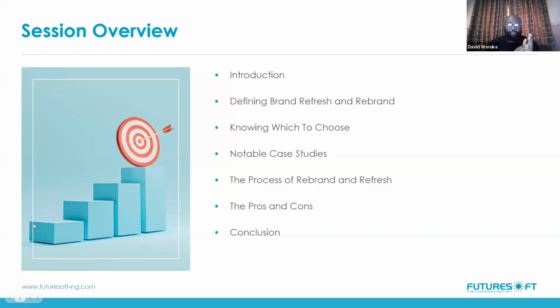So I will start with the introduction. This will be our compass for the day. I'll start with an introduction into what brand evolution is, and then get to talk about the definition of brand refresh and a rebrand, and then going through how you know which one to choose and when it's necessary to go for which. And then we'll look at some case studies, and then we'll go through the process to approach both a rebrand and a refresh, and we'll look at the pros and cons, and then we'll conclude for today.